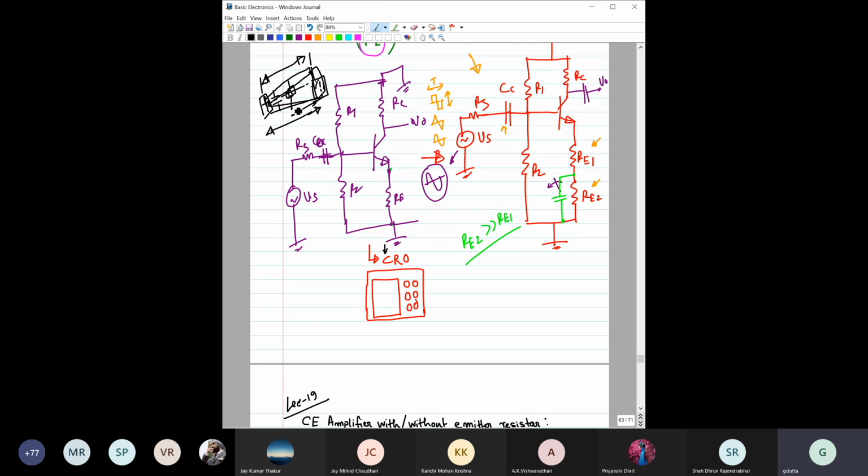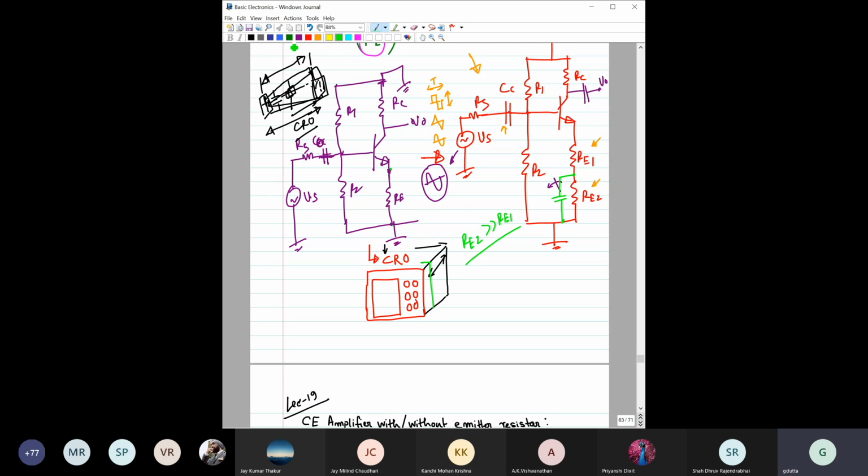Now the same thing is there with the CRO. If the oscilloscope is CRO type, meaning cathode ray oscilloscope type, then obviously along this direction the width will be quite thick. However, if it is a digital oscilloscope, then it would be quite thin, maybe up to this much.